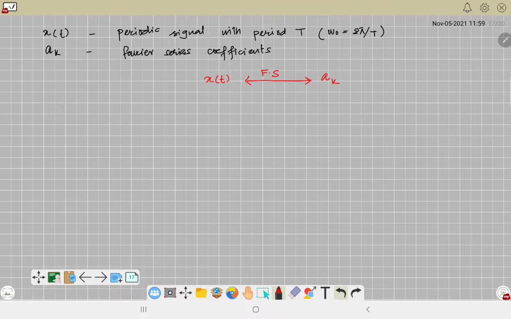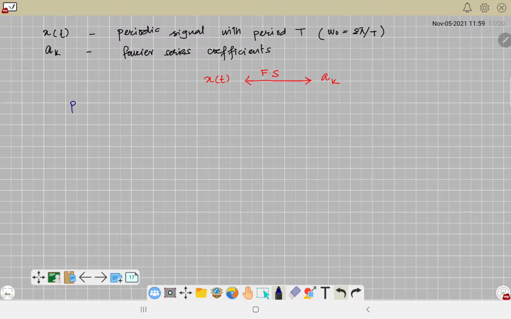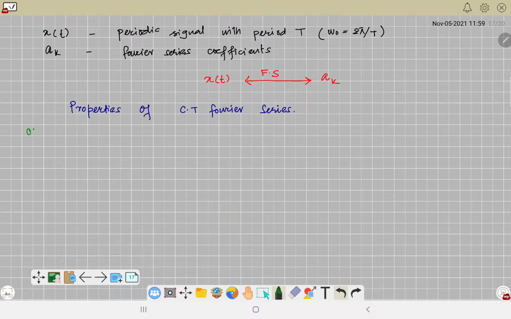Okay? So in this video, we'll be starting with different properties. We will be discussing some properties of continuous time Fourier series. Few properties. And we'll be starting with the first property, that is the property of linearity.